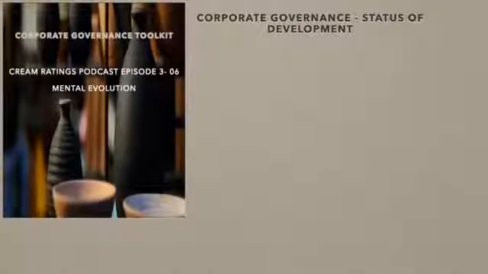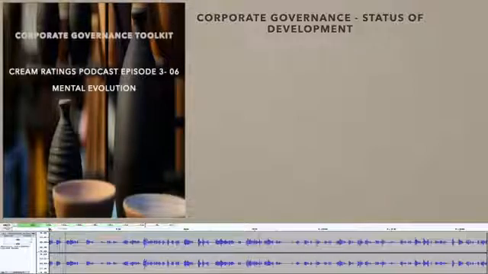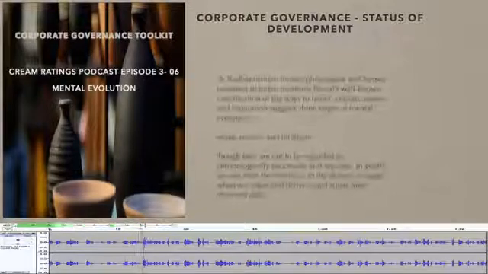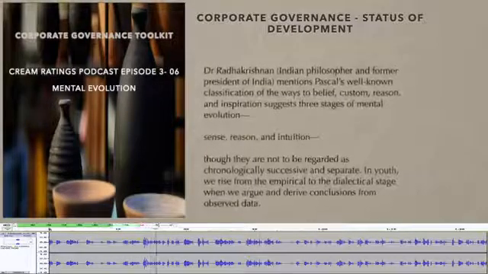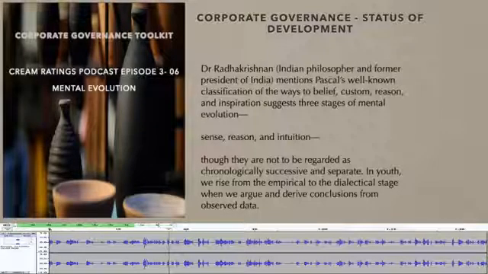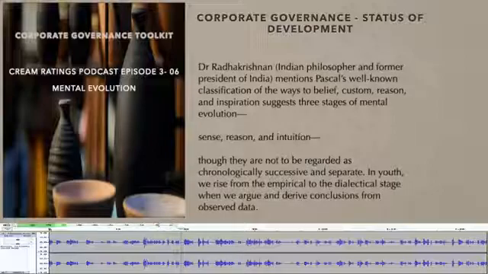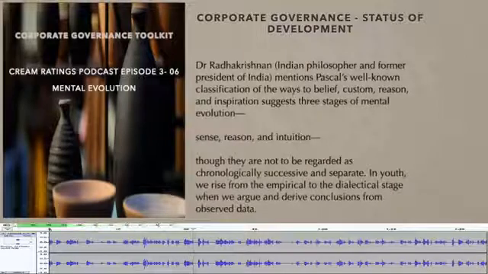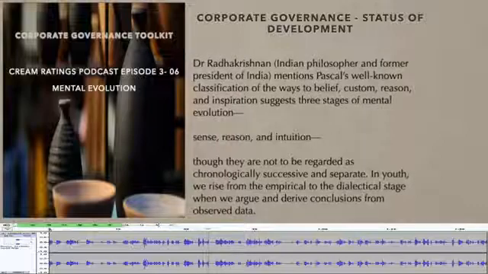Number 6. Corporate governance, status of development, spot your position. Here I shall analyze the 3 stages of mental evolution. I'm reading from my book about what I had written. Dr. Radhakrishnan, Indian philosopher and former President of India, mentions Pascal's well-known classification of the ways to belief: custom, reason, and inspiration. He suggests 3 stages of mental evolution: sense, reason, and intuition.